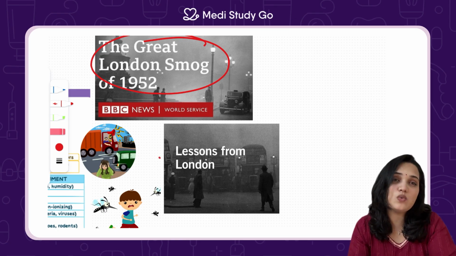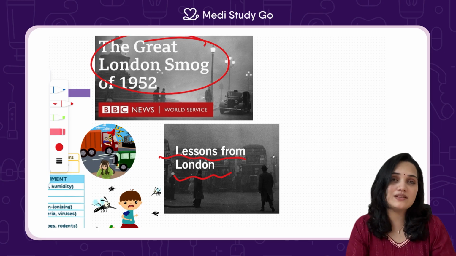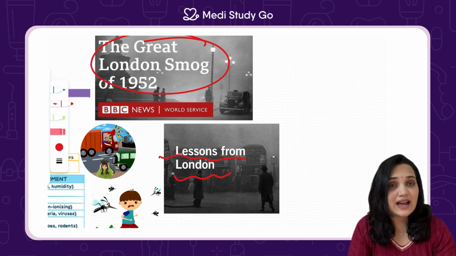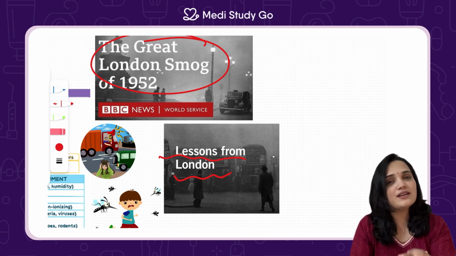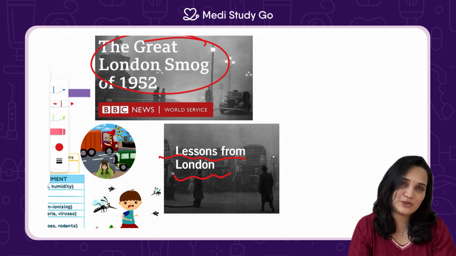Now, it showed the world a big lesson. It is that the environment around us can directly affect human health. And that's exactly why in public health we try to understand the relationship between environment and health. That is our topic today.